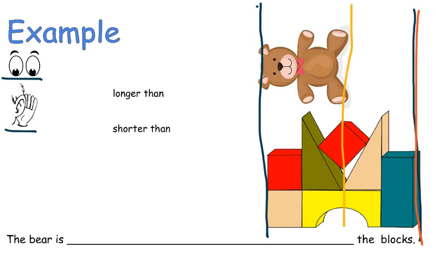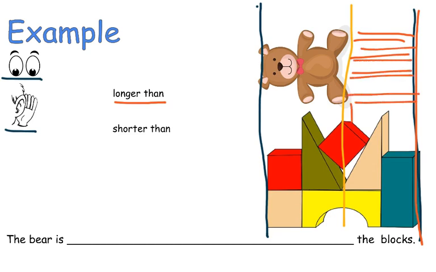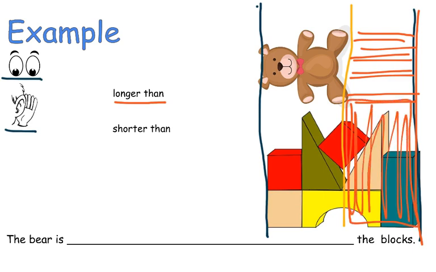So, going back to our vocabulary, which object is longer than the other? Is the bear longer or the blocks? How do you know that? The blocks are longer because there's all this space here of blocks for where there's no bear. So all of that space is still extra blocks. So I know that the blocks are longer than the bear.